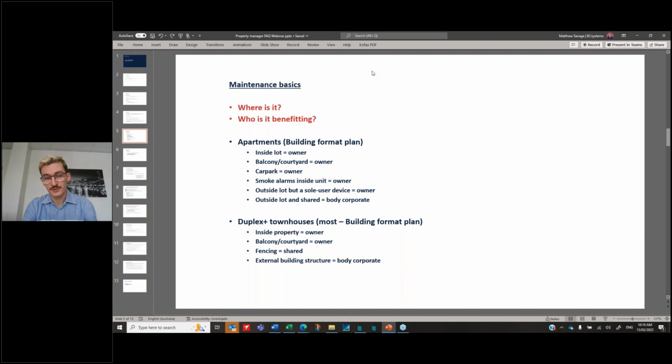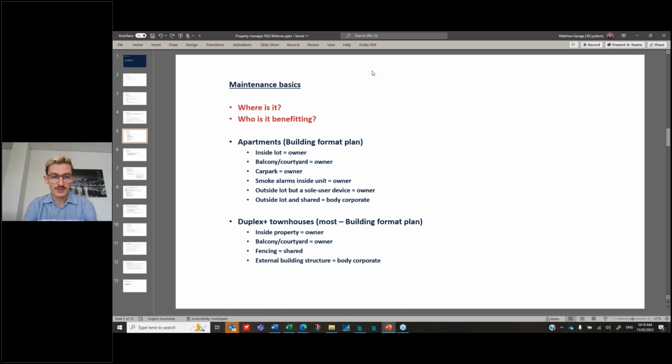Those are the owner's responsibility inside the units. Anything that's outside the lot, so out on the common property, but is a sole user device, so only benefiting one lot, like the compressor of an air conditioner or a hot water system that might be near the driveway but only provides hot water to one unit, that'll be the responsibility of that owner. So it belongs to the owner. The owner has to maintain it, even though it might be physically located on a common area.